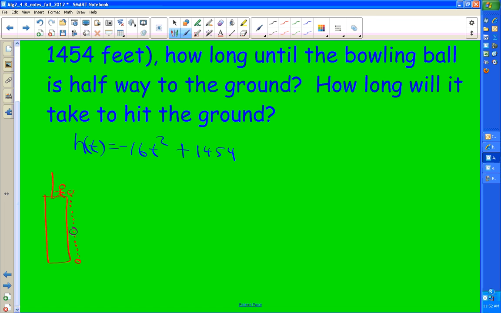Let's do halfway first. What do you know? Do you know how long it took to get there, or how high it is when it's halfway? Right, how high it is. Where do you put the height? Right here, for h of t. What is the height? 727 would be how high it is off the ground when it's halfway to the ground. We want to know how long. How long did it take to get there? That's the time. So the t is still the variable.